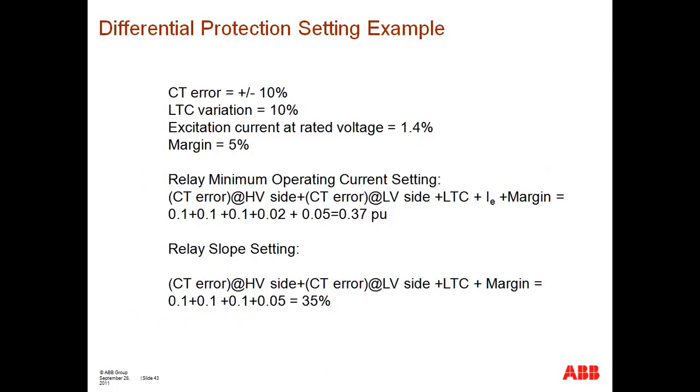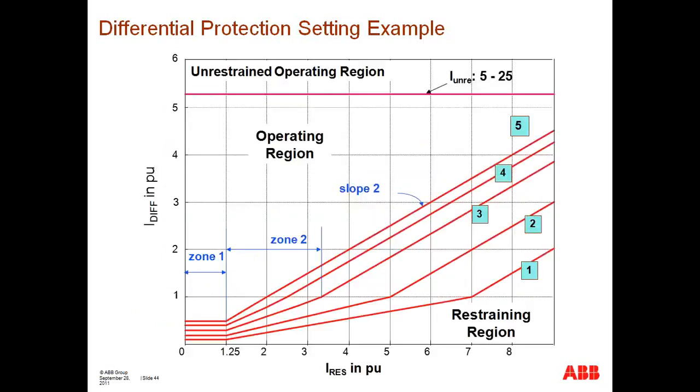Ultimately, or generally speaking, you're going to end up with a minimum operating current between 0.3 to 0.4, and that in turn will result in a slope characteristic, because some of these errors are proportional to the amount of current that the relay is seeing, of about 35%.